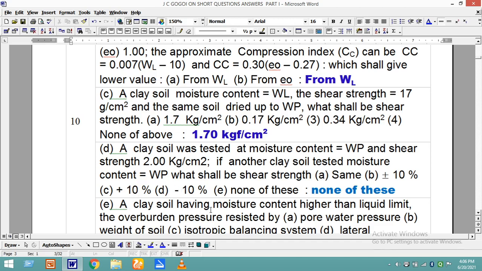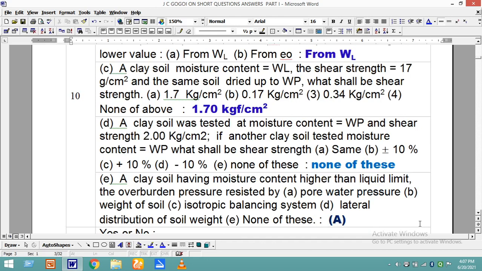A clay soil having moisture content higher than liquid limit: the overburden pressure is resisted by pore water pressure, weight of soil, isotropic balancing system, lateral distribution of soil weight, or none of this. The overburden pressure is resisted by shear strength plus pore water pressure. When the moisture content is more than liquid limit, it is already in liquid state. So shear strength in that soil shall be 0. So overburden pressure is resisted by pore water pressure only.